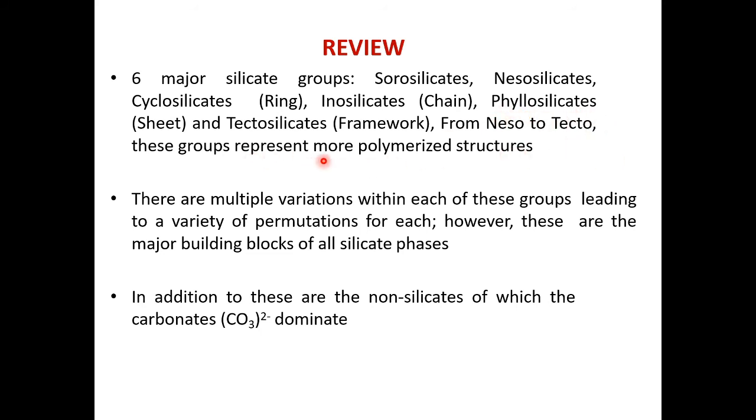So the structure is more complex in tectosilicates compared to nesosilicates. So these are more polymerized structures in the case of tecto, while depolymerized structures are in neso. There are multiple variations within each of these groups, leading to a variety of permutations for each. However, these are the major building blocks of all the silicate phases.